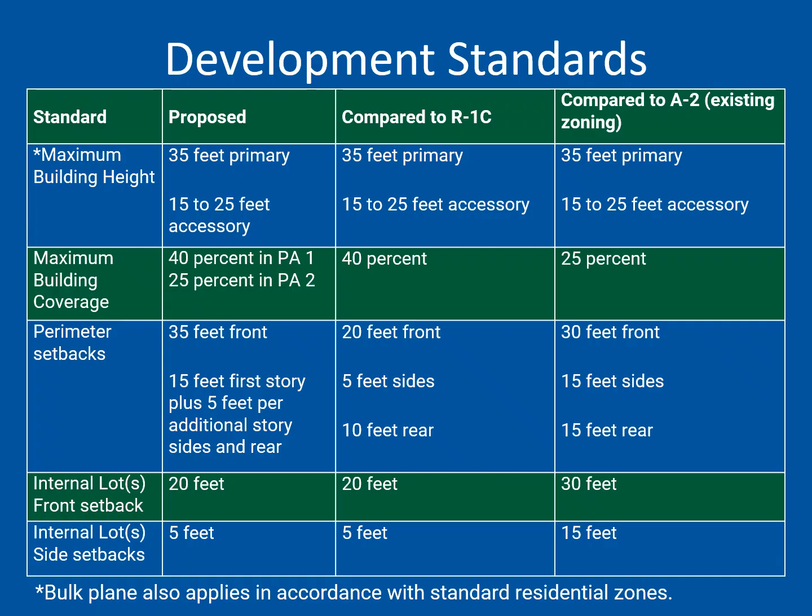We're proposing a maximum building height of 35 feet, maximum lot coverage of 40% in Planning Area 1 and 25% in Planning Area 2, and minimum 5,000 square foot lots matching R1C district standards. Standard bulk plane applies and perimeter setbacks will match or exceed surrounding districts. The ODP matches base residential parking rules, including standard electrical vehicle and bike parking requirements and the ability to require guest parking at the director's discretion.